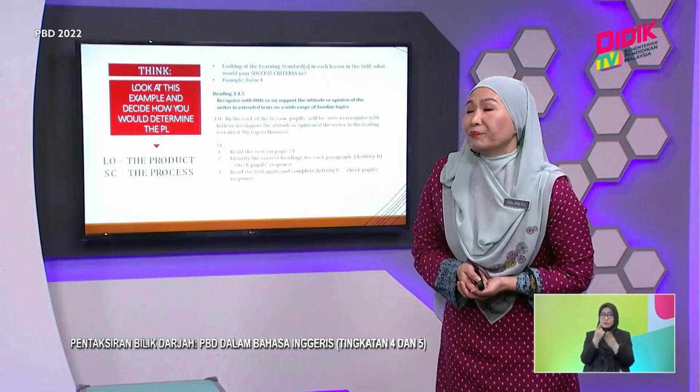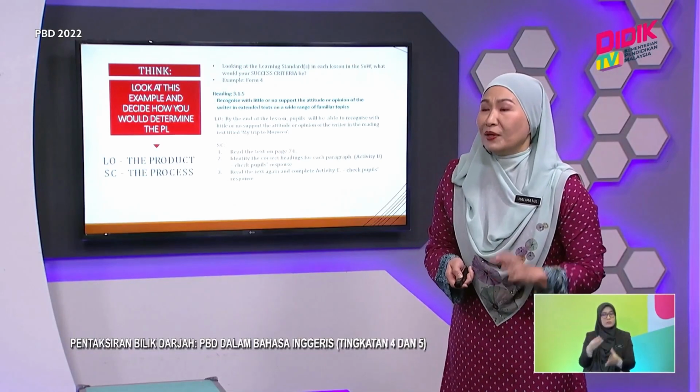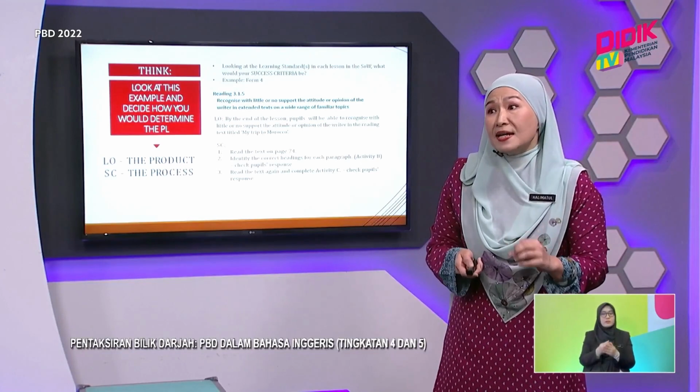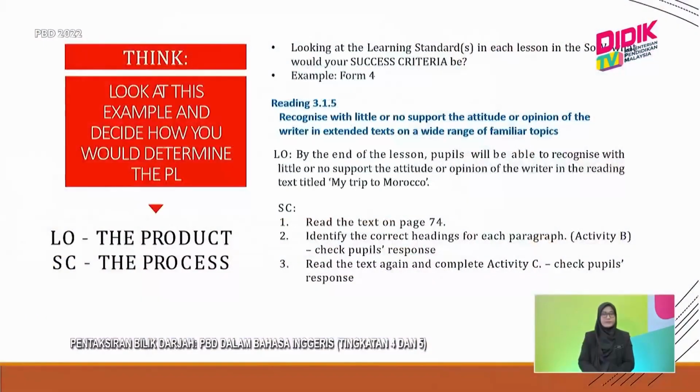Now I have it in red because I want everyone to think. Look at this example and decide how you would determine the performance level. LO, learning objectives, is the product. SC, success criteria, is the process.